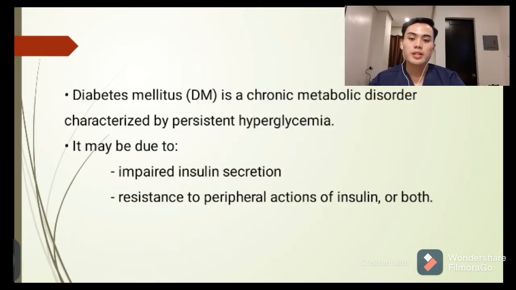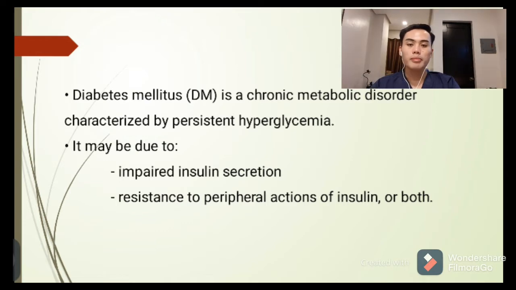Diabetes mellitus is a chronic metabolic disorder characterized by persistent hyperglycemia. So when we speak of hyperglycemia, it pertains to excessive amounts of glucose in the blood. And it may be due to these two major reasons. The first one is impaired insulin secretion, and the next one is insulin resistance.